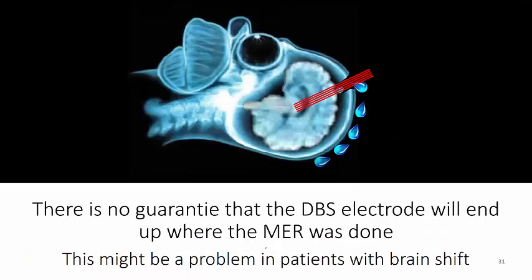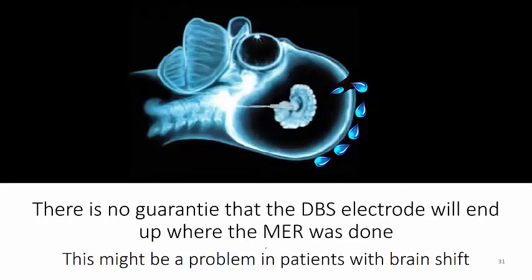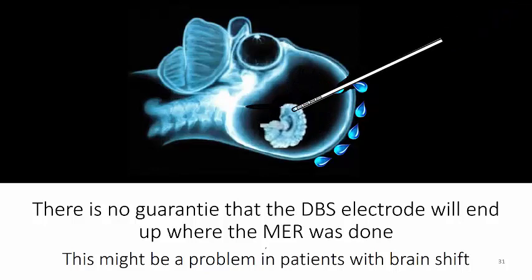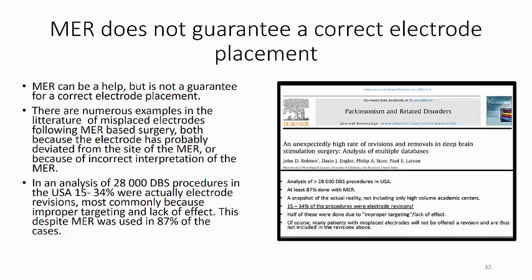There is no guarantee that the DBS electrode will end up where the microelectrode recording was done. This might be a problem in patients with brain shift. And microelectrode recording does not guarantee a correct electrode placement. It can be a help, but it's not a guarantee. There are numerous examples in the literature of misplaced electrodes following microelectrode recording based surgery, both because the electrode has probably deviated from the site of the recording and because of incorrect interpretation of the recordings.